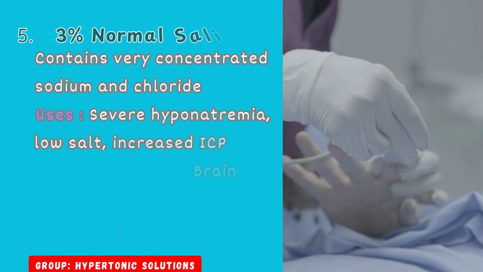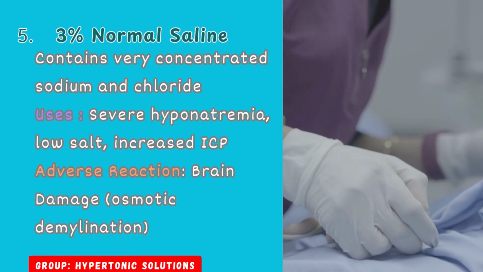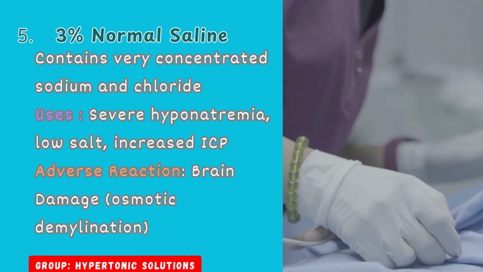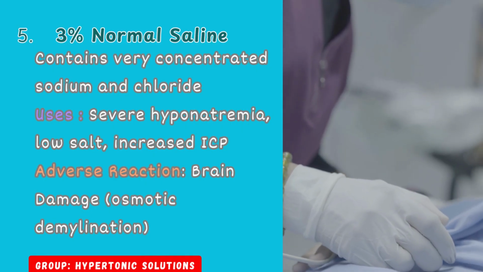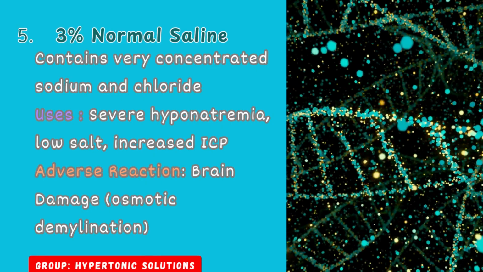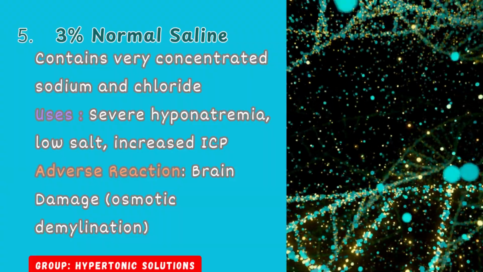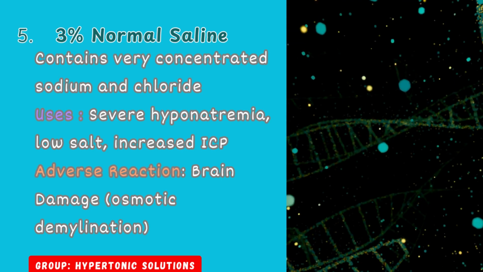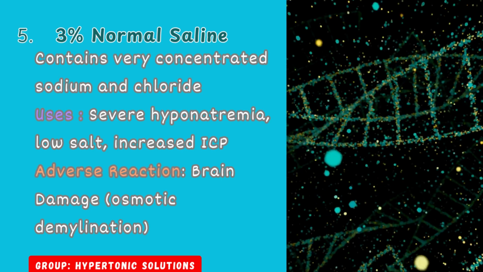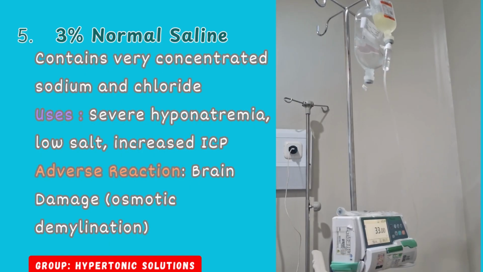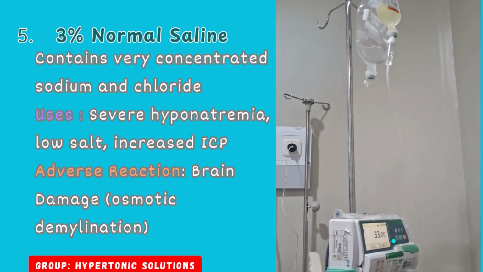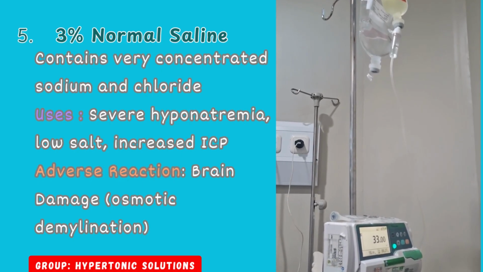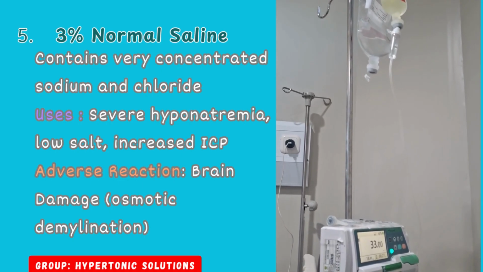Number 5, we have 3% normal saline. This is a very concentrated IV fluid and is being used for severe hyponatremia because it is a hypertonic fluid, and because, as I explained earlier, it tends to pull water from cells into the bloodstream and is used for cases of increased intracranial pressure also. And likely reactions from using 3% normal saline could be brain damage due to osmotic demyelination.